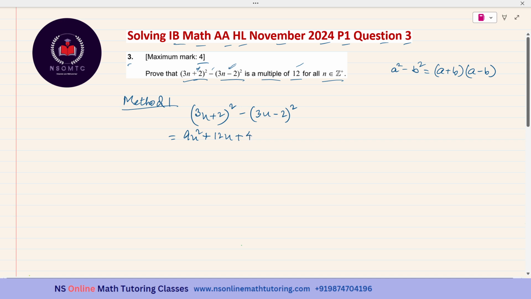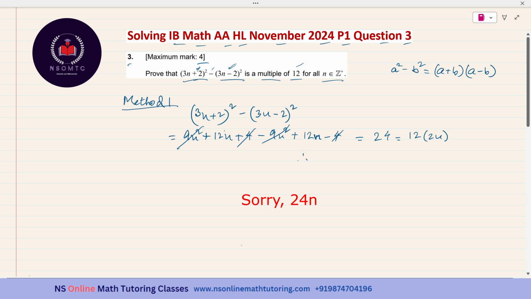Again 3n whole square is 9n square, but this time there will be a negative sign in front. Then it will be minus 12n instead of plus 12n, but there is the minus sign in front, so it will be plus 12n again. And 2 square is 4, again minus 4. So these will be cancelling, these will be cancelling. So this is equal to 24n, equal to 12 times 2n.